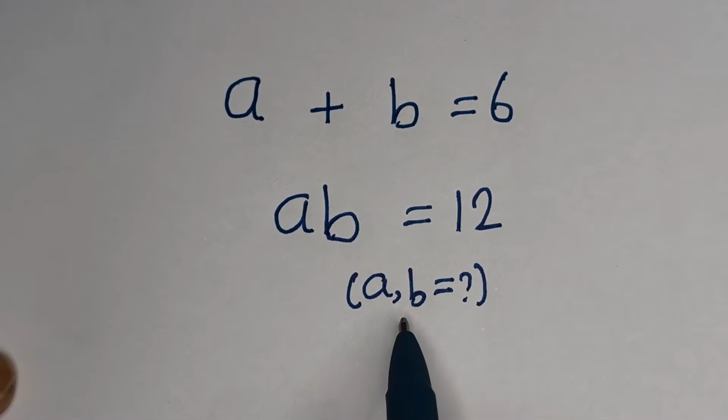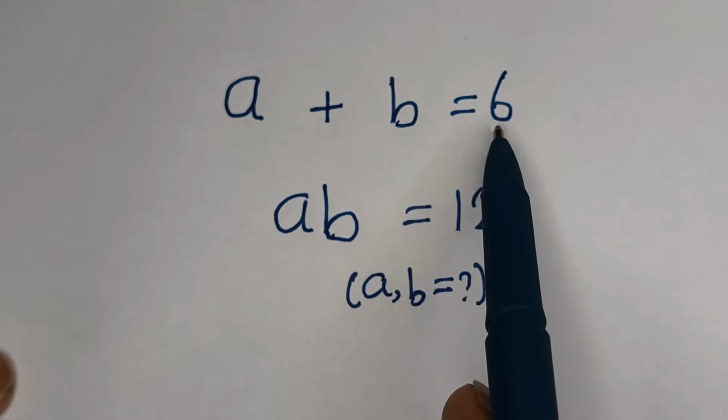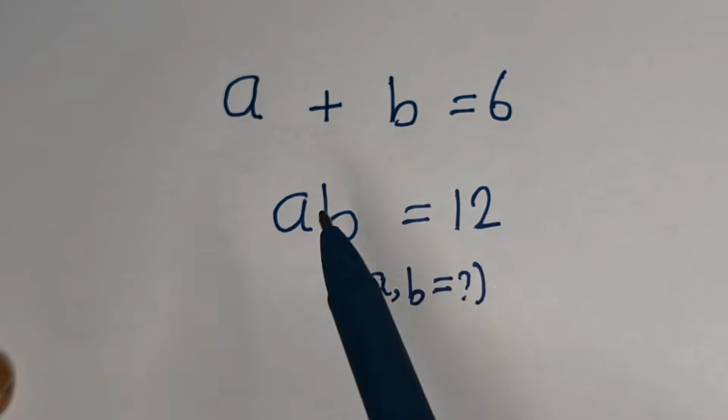Hello, how to solve for A and B in this equation? A plus B is equal to 6, AB is equal to 12. Solution.